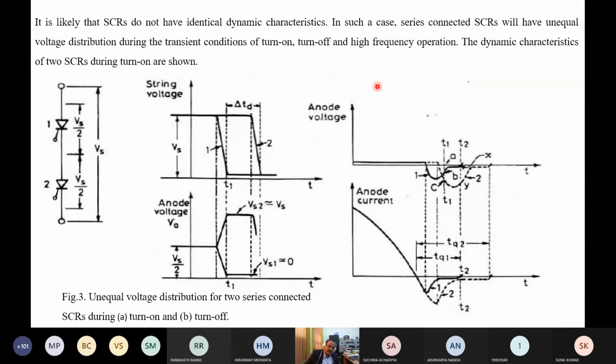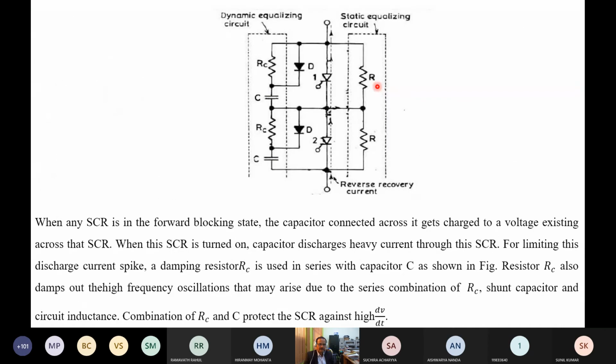So this capacitance may play a vital role during transient conditions. You know, in an RLC circuit, LC circuit, switching transients happen, and therefore the turn off and turn on times are different. So to minimize this effect of self capacitance, a shunt capacitance is connected. It is known as the dynamic equalizing circuit.